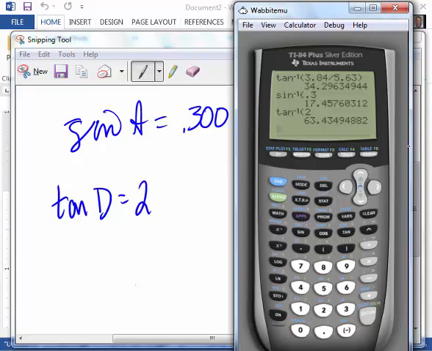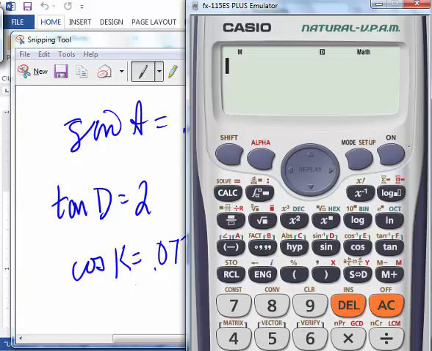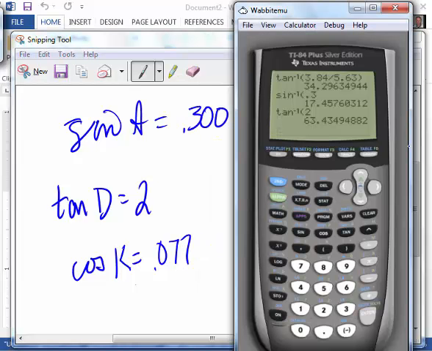Tangent is the only one that you can have a number that's bigger than 1, and we get a 63.434 degrees. Finally, let's do like number 7, the cosine, and let's say we wanted the cosine of K to be 0.077. So that's a pretty small angle. Let's see if we can find that.